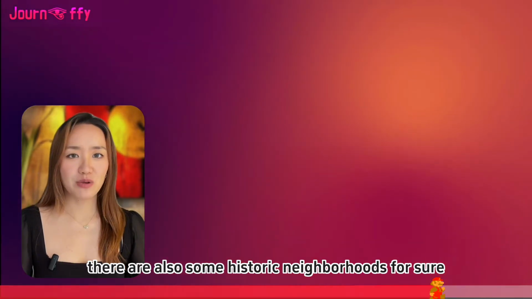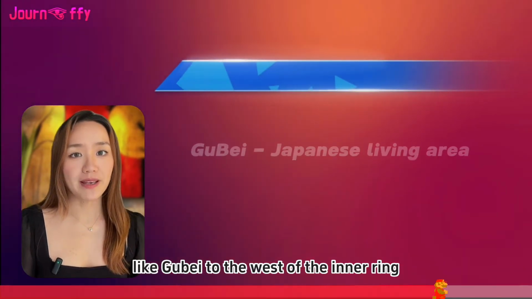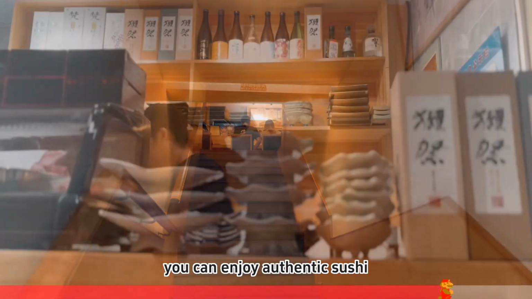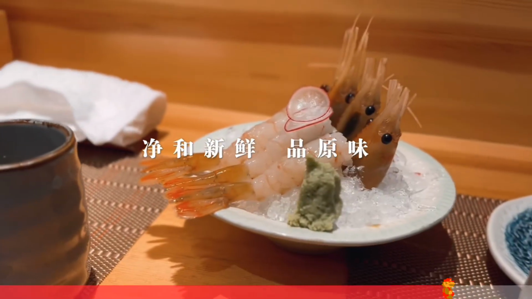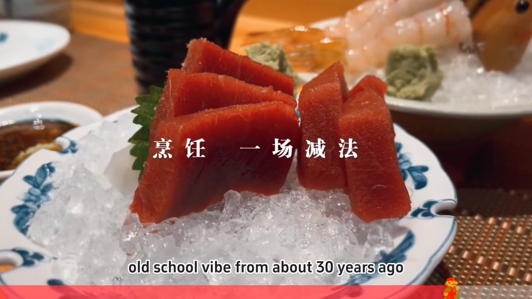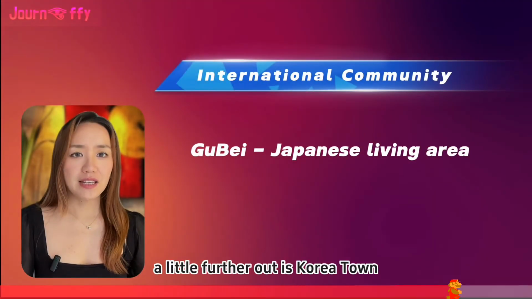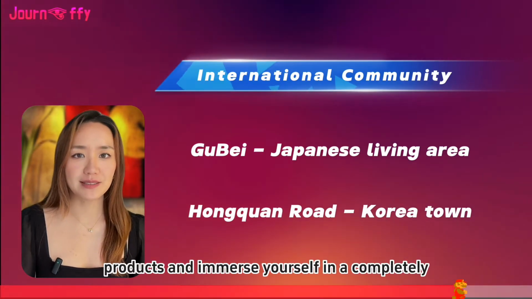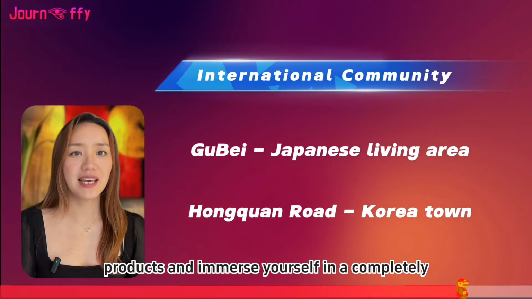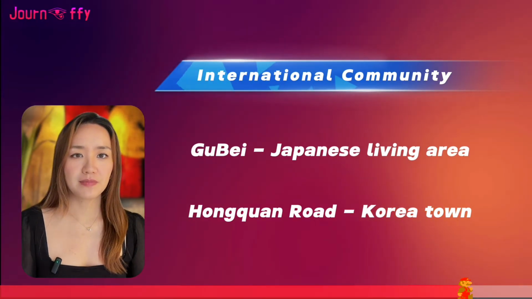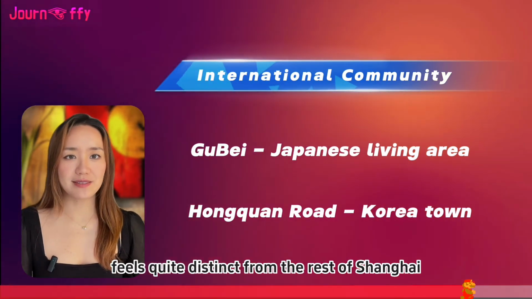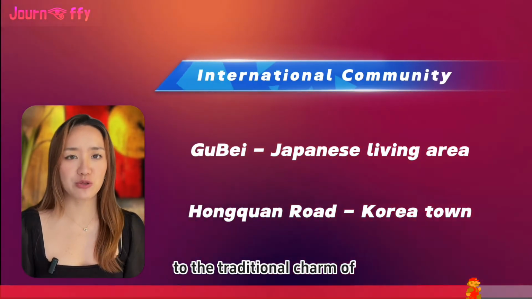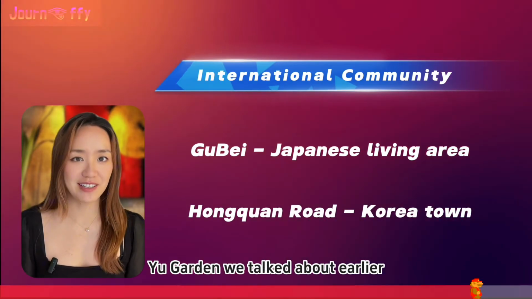There are also some historic neighborhoods for sure, like Gubei, to the west of the inner ring. Home to many Japanese, you can enjoy authentic sushi and sashimi here, and it still has that old school vibe from about 30 years ago. A little further out is Koreatown, where you will find unique Korean products and immerse yourself in a completely different cultural environment. The cityscape here feels quite distinct from the rest of Shanghai, offering a remarkable contrast to the traditional charm of Yu Garden we talked about earlier.